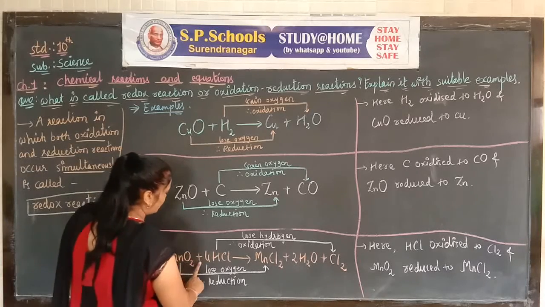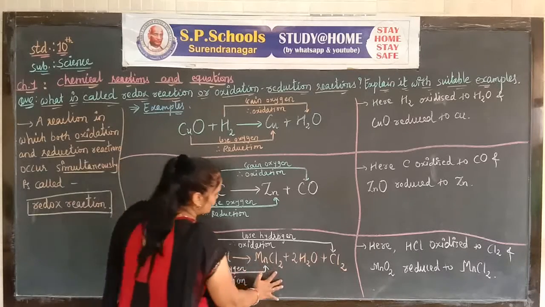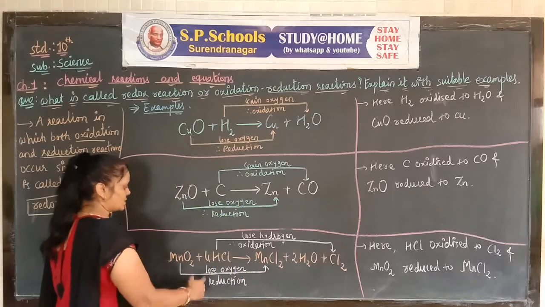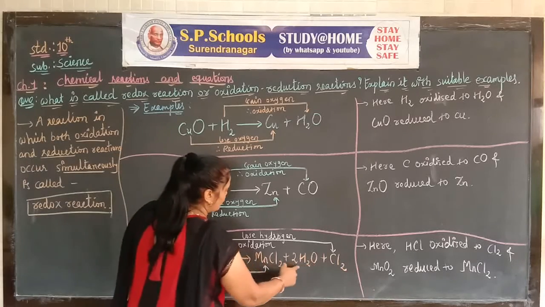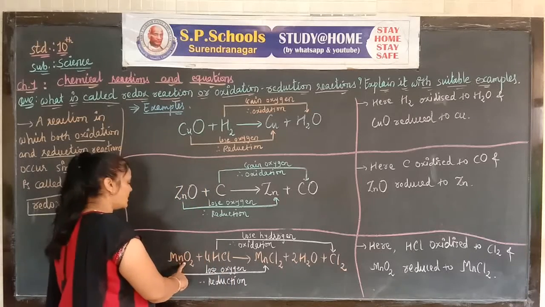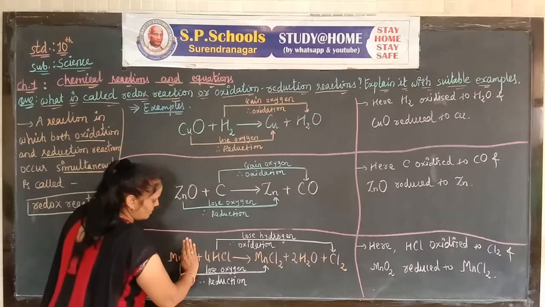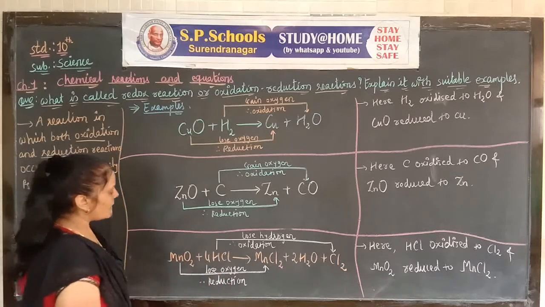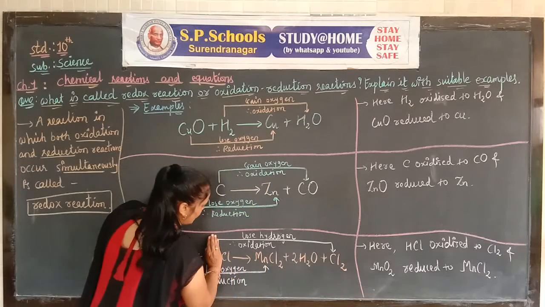Third is MnO2 combined with HCl to form MnCl2 plus H2O plus Cl2. To balance the equation, I put 4 before HCl and 2 before H2O. Let's see here. MnO2 is converted into MnCl2. It loses oxygen, and losing oxygen is called a reduction reaction. While in HCl, formation of Cl2, it loses hydrogen.